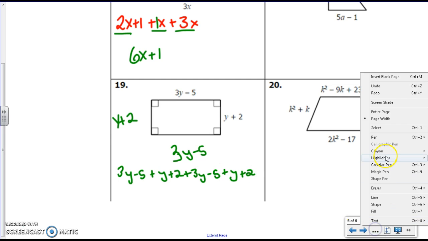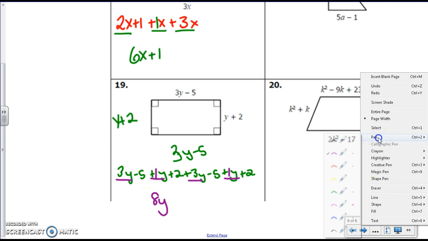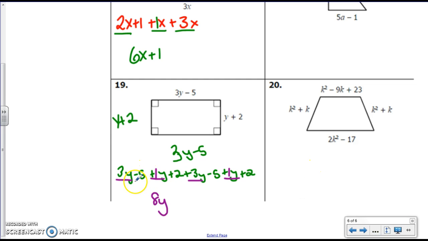Okay, we're going to go through and combine like terms again, just like we did in the last one. So 3y, 1y, 3y, 1y. So 3 plus 1 is 4, plus 3 is 7, plus 1 is 8y. And then we're going to go ahead and combine our numbers together, our constants. So we have negative 5, 2, negative 5, 2. So negative 5 plus 2 is negative 3. Negative 3 and negative 5 is negative 8. And negative 8 plus 2 is negative 6.